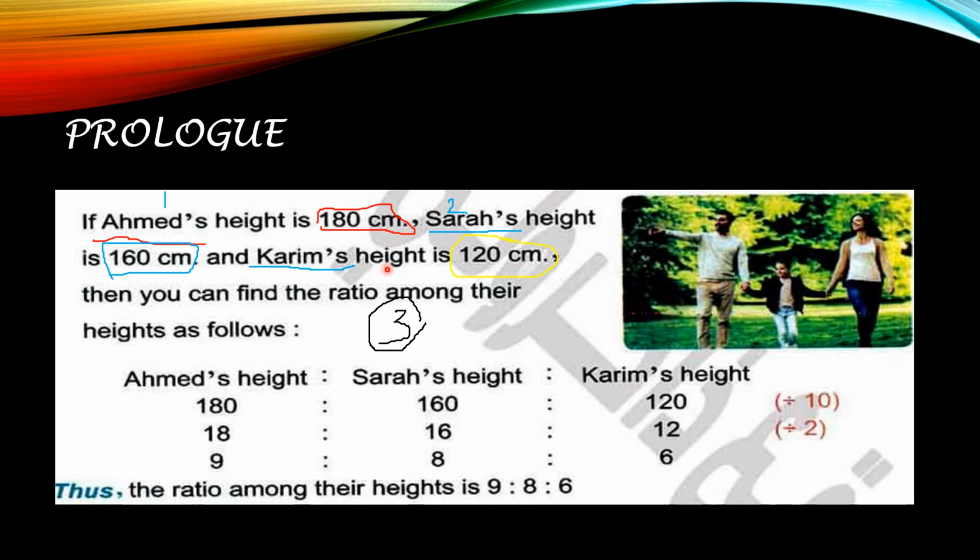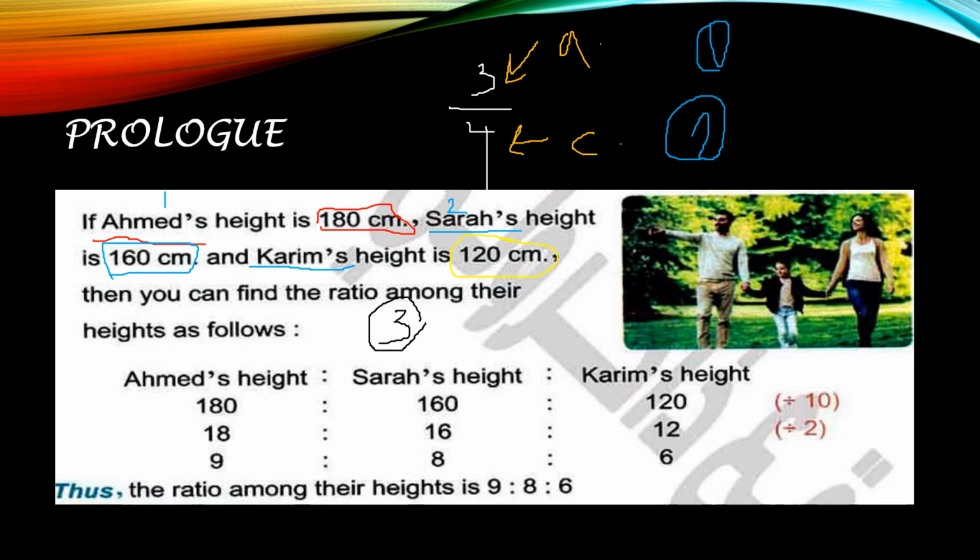The antecedent is the first term, which is the top term. So if we have 3 over 4, I can say that 3 is the antecedent and 4 is the consequent, and this means that the antecedent is the first term. The antecedent is the first term of the ratio and the consequent is the second term of the ratio.